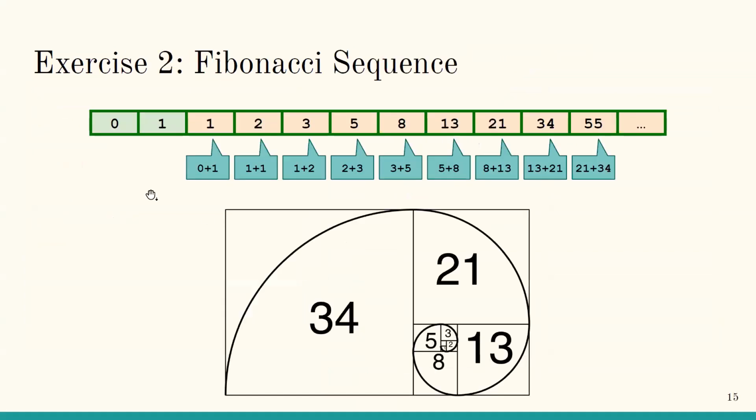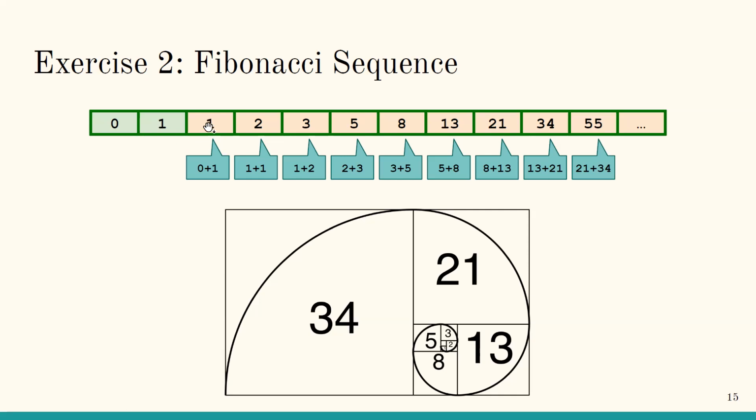Okay, so proceed to the next part. This is for exercise 2. I don't know if you heard about the Fibonacci sequence. In this sequence, the first two numbers are set for you, so 0 and 1. And the next number is supposed to be the sum of the previous two numbers.